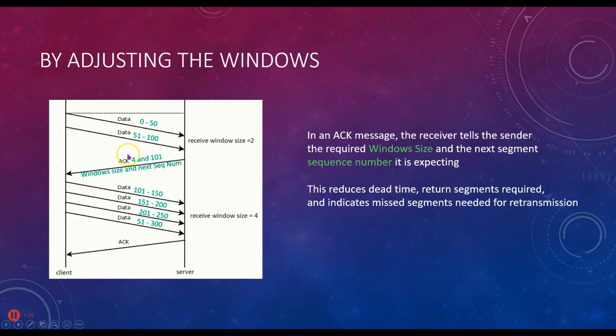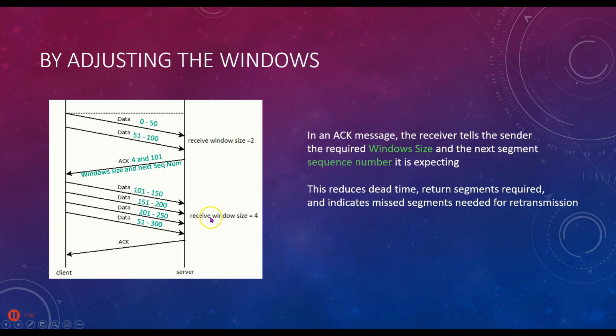So in the acknowledgement packet, or I should say segment, it's going to send a 4 in the window size, and in the acknowledgement field, it's going to send 101, meaning, hey, the next sequence number I want is 101. So it sends that back to the sender, and now the sender says, hey, the window size is 4, so I'm going to send 4 of these segments here. So it can get a lot more, and there's a lot less of that dead time here.